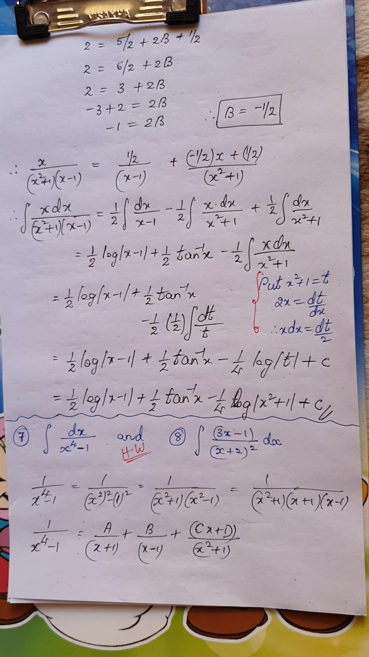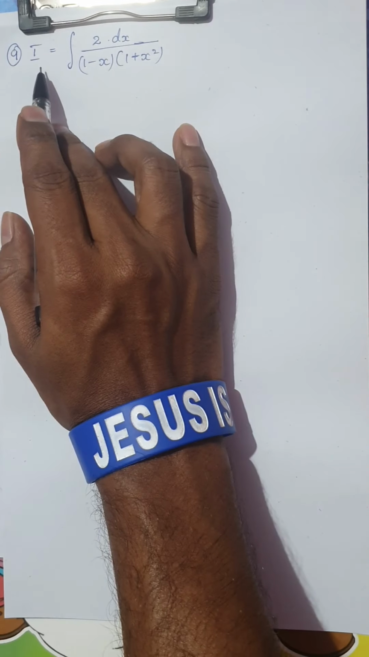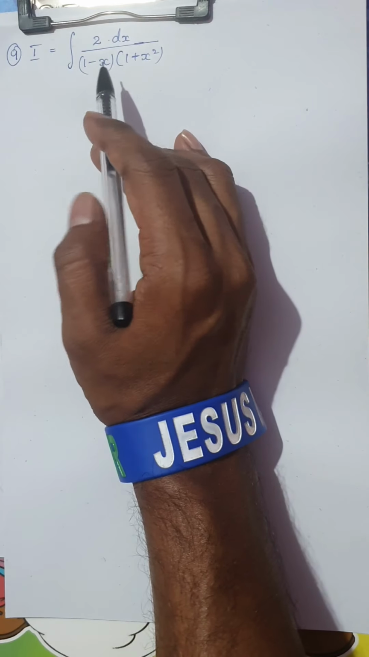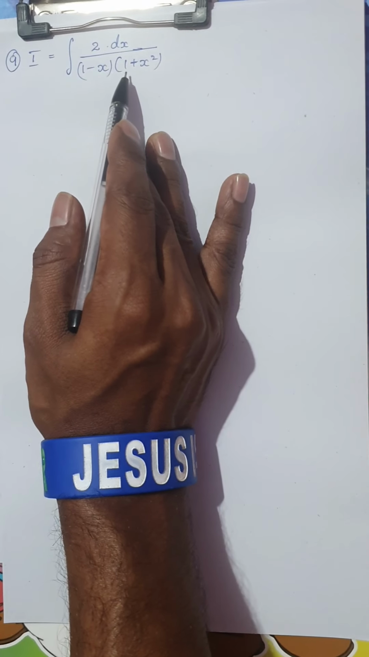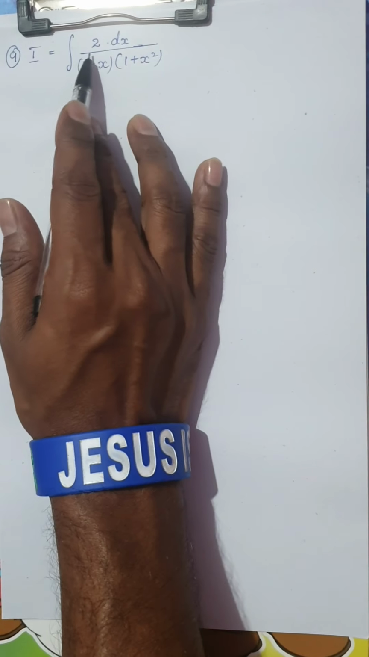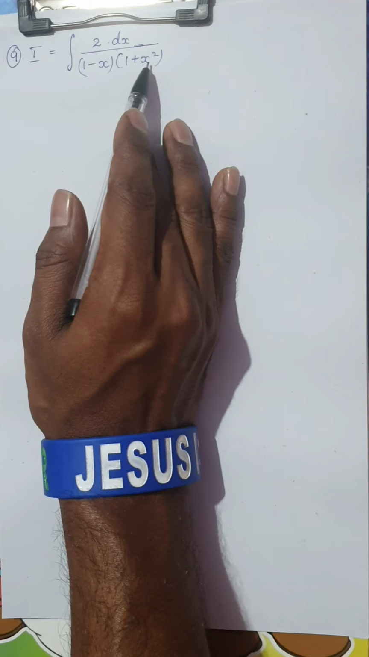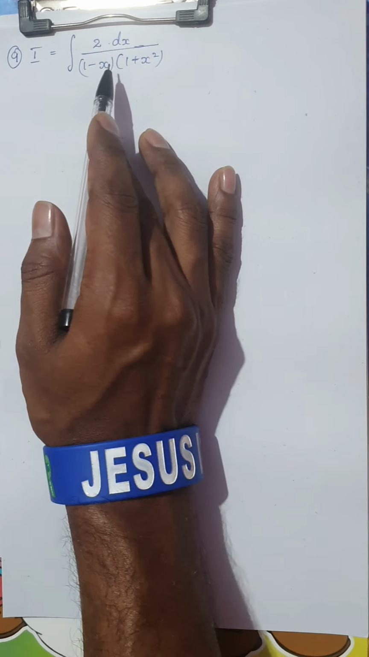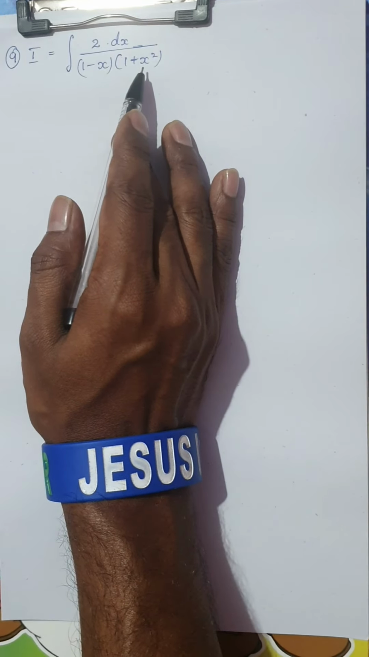Okay students, let us conclude this session with one last question so that this topic also would be completed. One question of this type has already been done. Let us try one more of this type. So integral of 2 dx divided by 1 minus x into 1 plus x square. Remember, 1 minus x is a linear factor, whereas 1 plus x square is a quadratic factor.